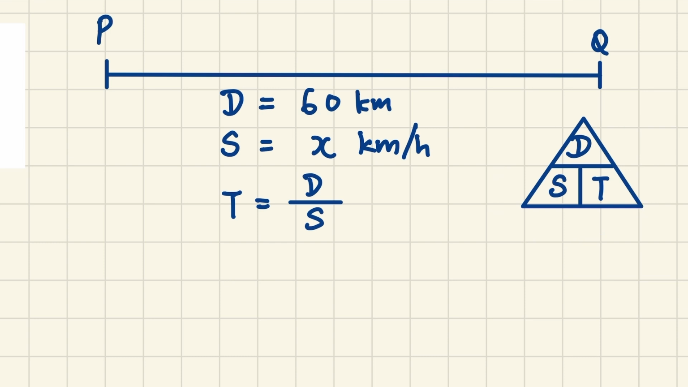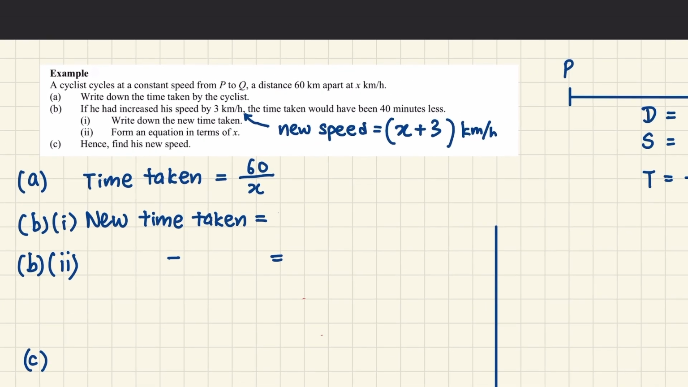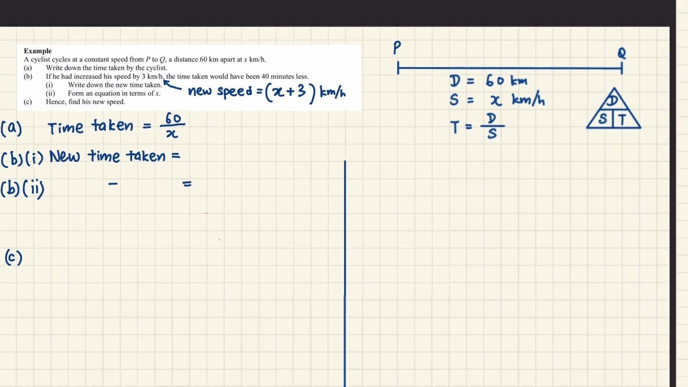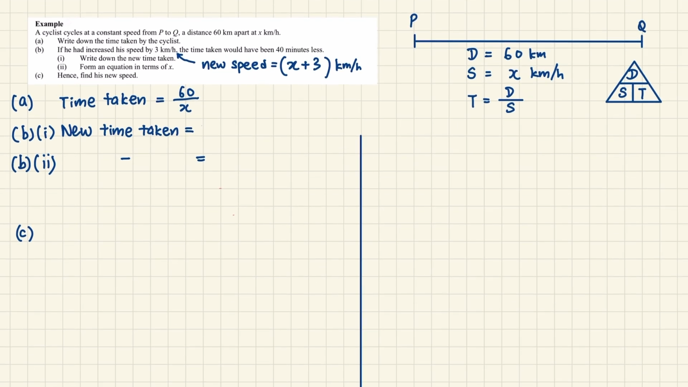So with this, we figured that time taken is distance over speed. Then we can start to work on part A, where we are supposed to write down the time taken by the cyclist, which is 60 divided by x, distance divided by speed. However, for this sort of problem, it's very important to put down the unit, so time taken is 60 over x hours. At all times, you need to not just put down the units, but also ensure that the units are consistent.